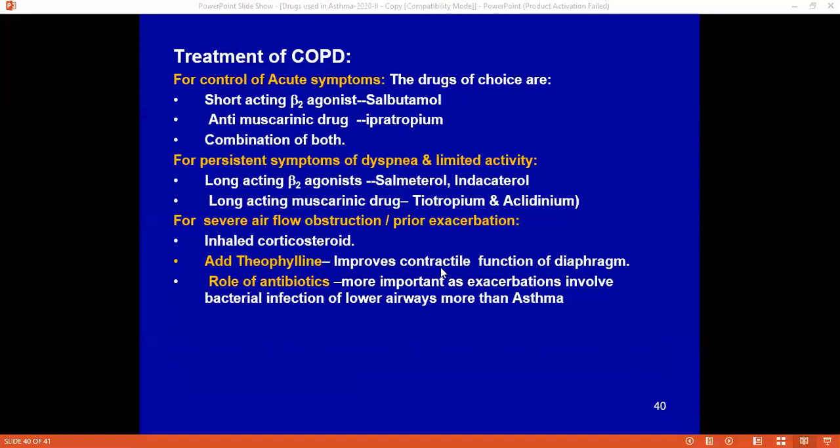And the role of antibiotics is more important. Exacerbation always involves bacterial infection of the lower airway, more than in asthma. COPD is treated like this.